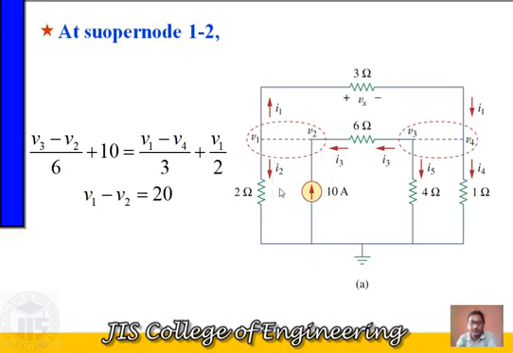So simply we can write: I3 plus 10 ampere currents are into the super node. So I3 plus 10 ampere is equal to I1 plus I2. So first write down the equation: I3 plus 10 is equal to I1 plus I2.